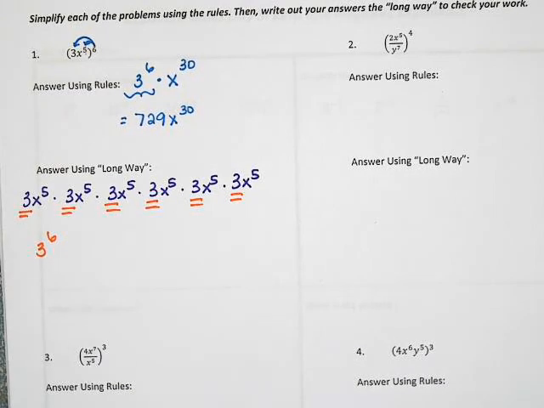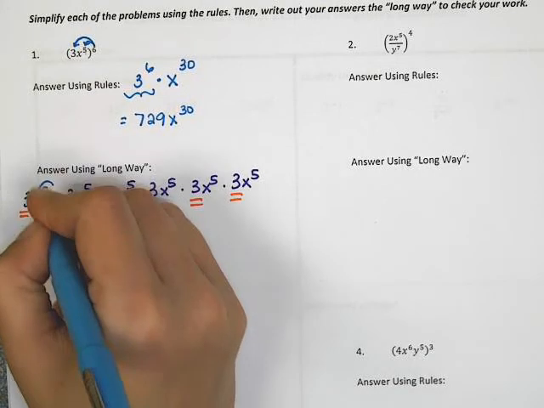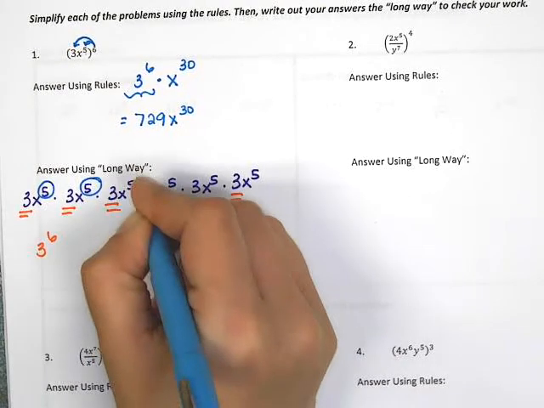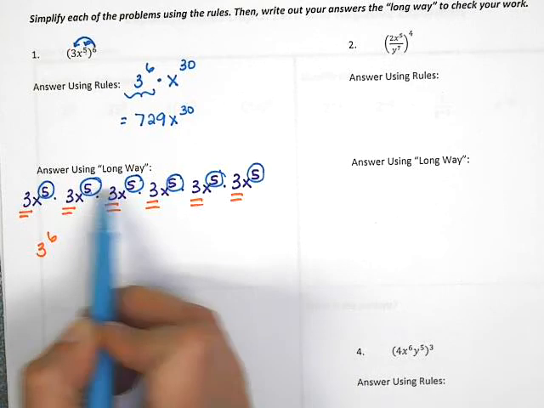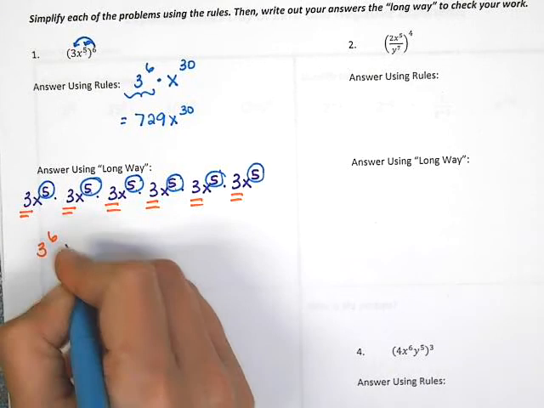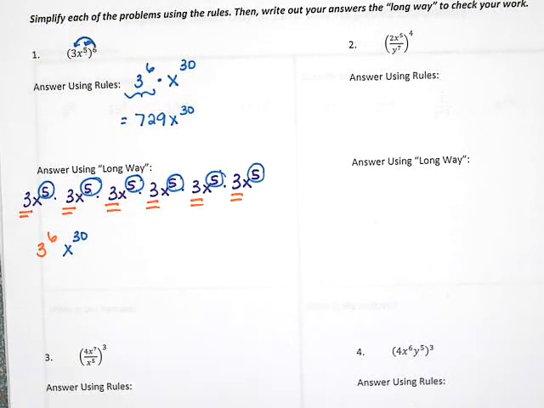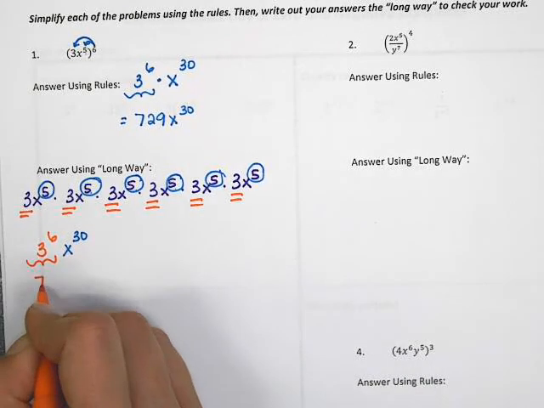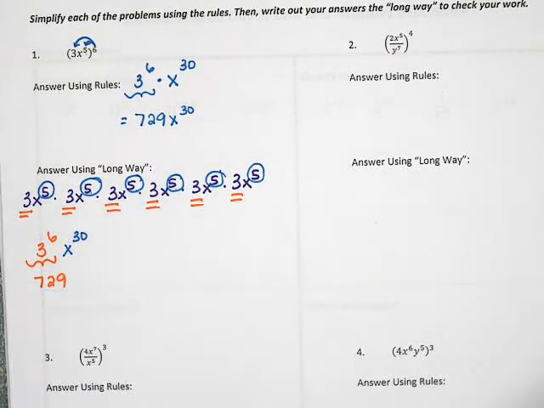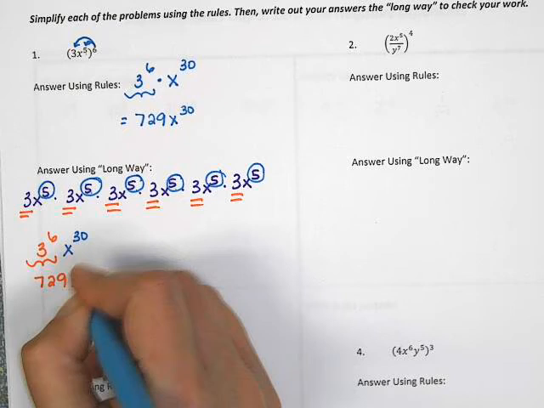Then I would look at the x's. If I add the exponents together, I would have 5, 10, 15, 20, 25, 30, so x to the 30th. And then I already typed it in. I happen to know that 3 to the 6th becomes 729, x to the 30th.